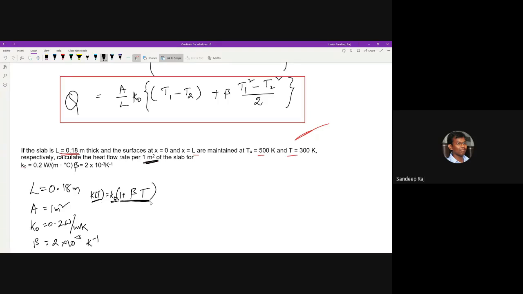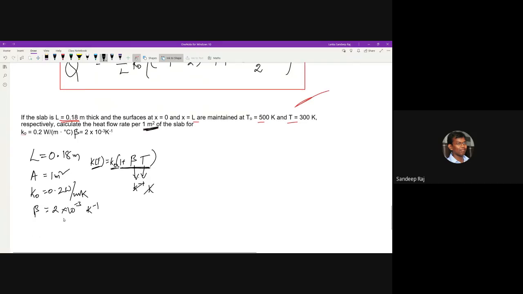That is the temperature unit, and the beta unit should get neutralized. K to the power of minus 1 here, K here, so both will get cancelled and you will not have any unit. So the beta unit is K to the power of minus 1, where beta is the temperature coefficient of thermal conductivity. So that's the beta story.